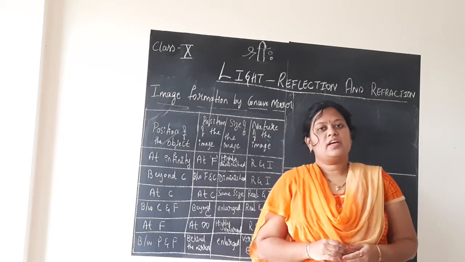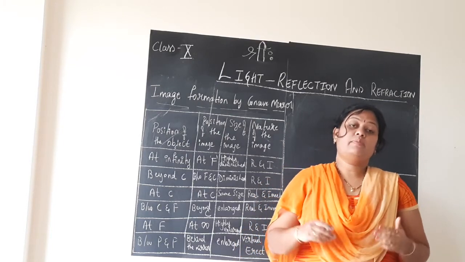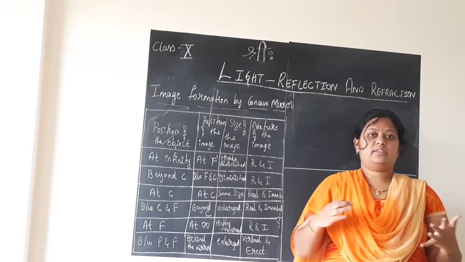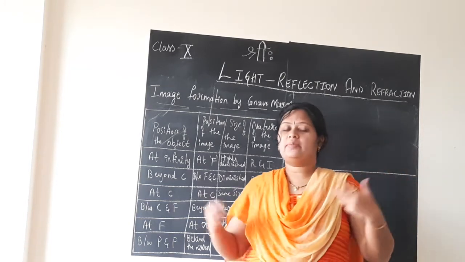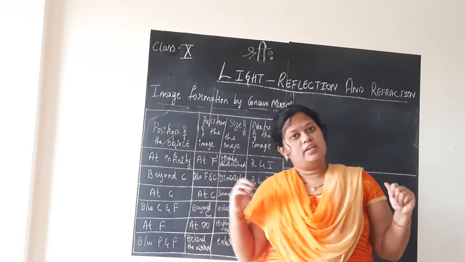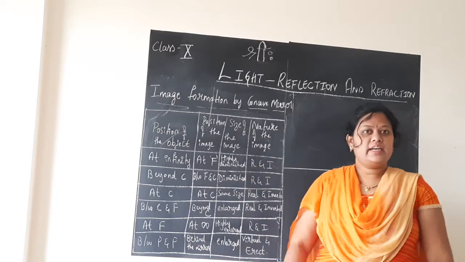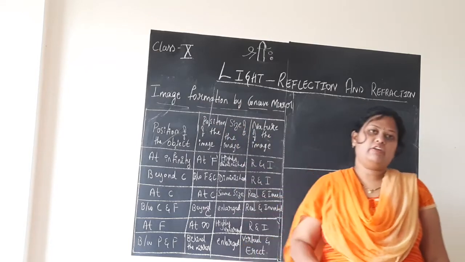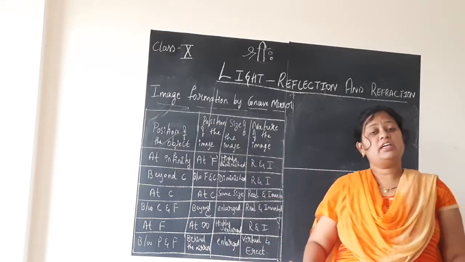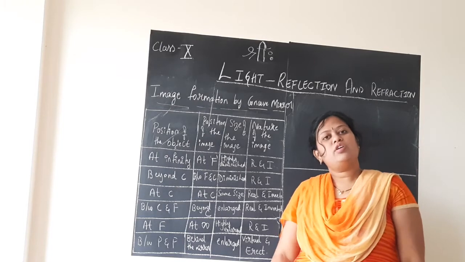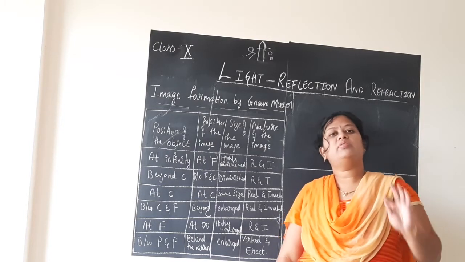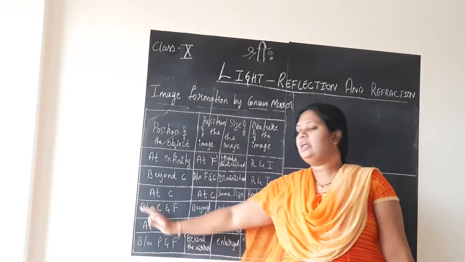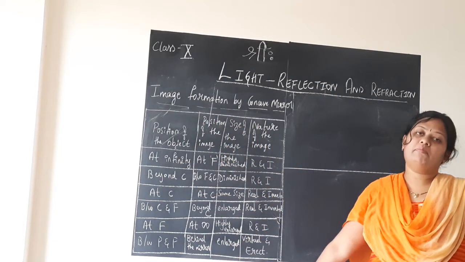So children, after learning the basic things about how to draw the ray diagram and about the various incident rays, reflected ray positions, next we shall learn the actual ray diagram about the image formation by the concave mirror. This is very important, as well as one of the ray diagrams I can assure you that it will be asked in the exam. This table is very important and you will have to remember it.